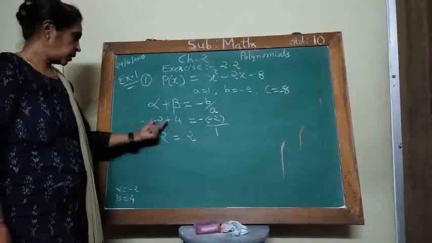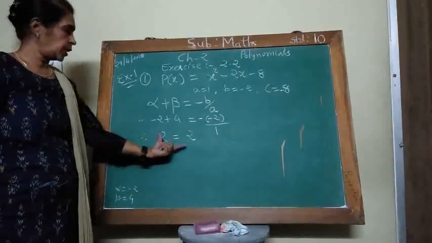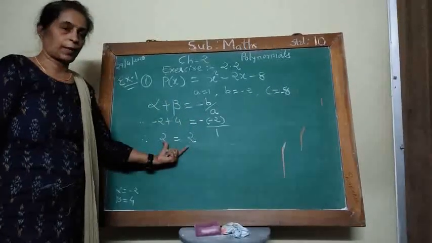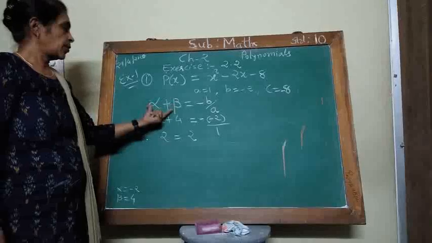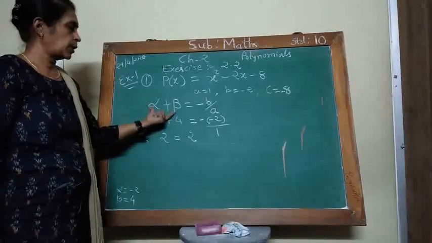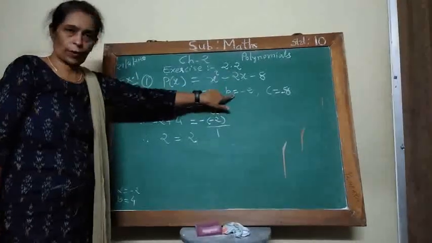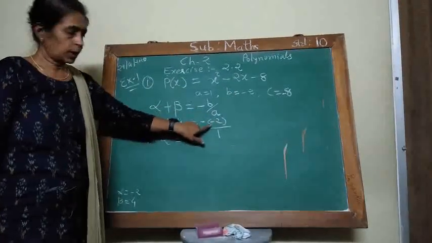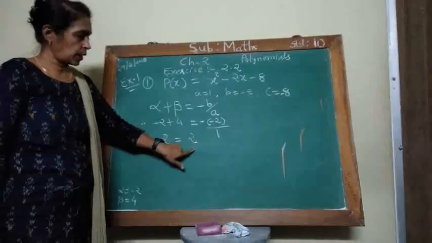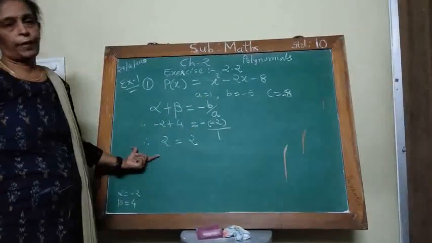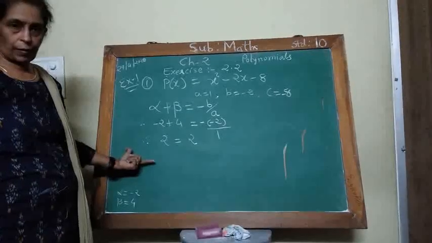Minus plus 4 minus 2 is 2. I get left hand side equal to right hand side, and I have verified that the sum of two zeros is nothing but minus b upon a. B is also negative, and negative plus minus plus a is 1. So we have verified this relation.